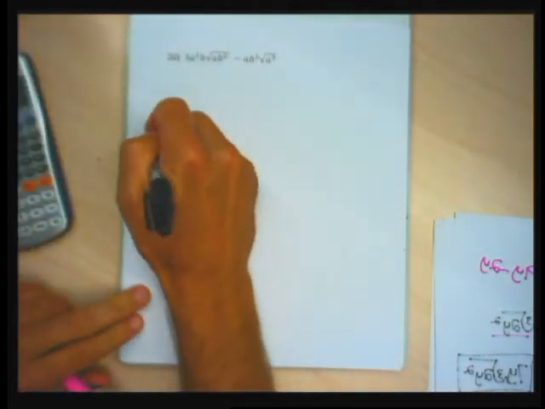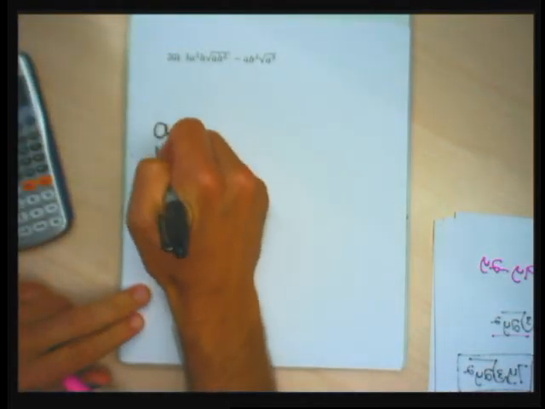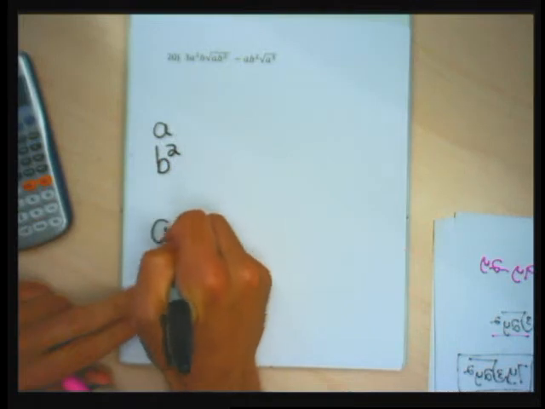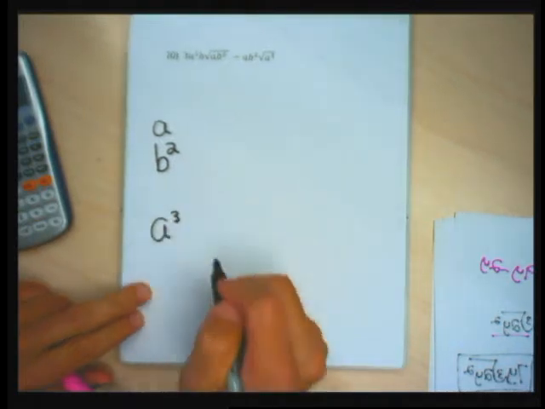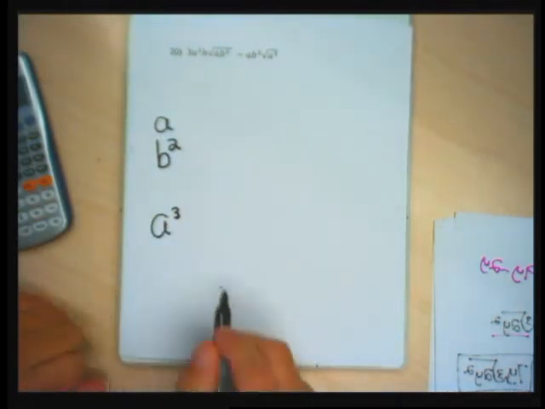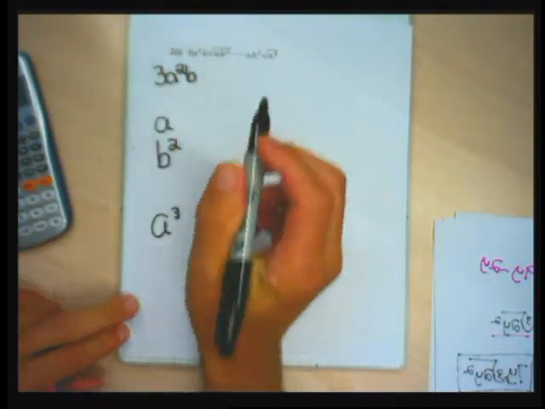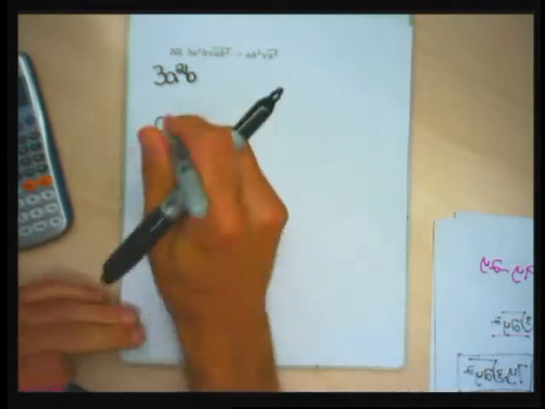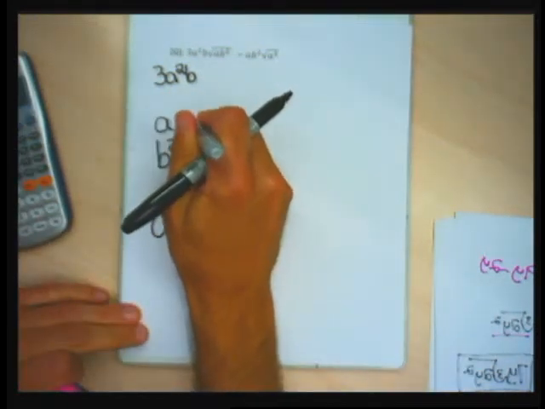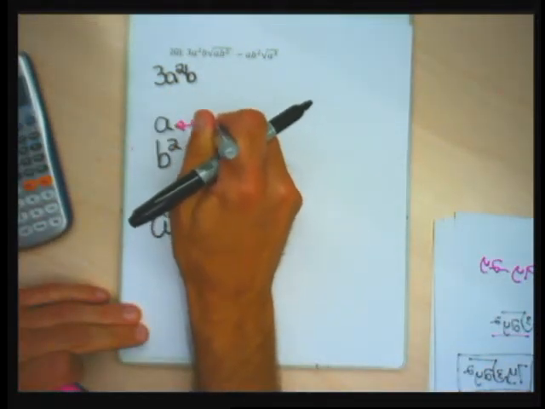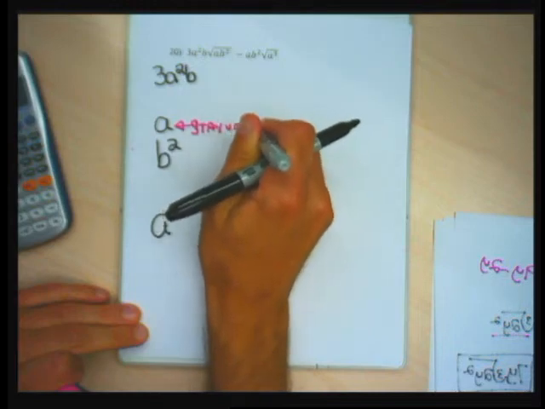So, first radical in this one has an a and a b squared. Second radical has an a cubed. I'm going to try to reduce both radicals first. The first radical already has a 3 and an a squared and a b out front. When I look at the a, there's not a pair of a's, so it has to stay under the radical.